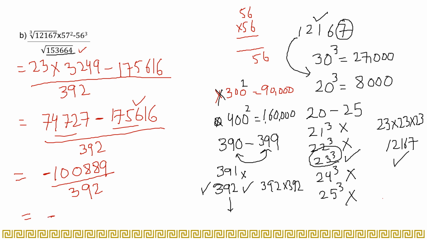Now you have to perform the division. You have to do it by yourself, and when you divide these two numbers, what will you get? You will get 257.3699, right? And this will be your answer, right?